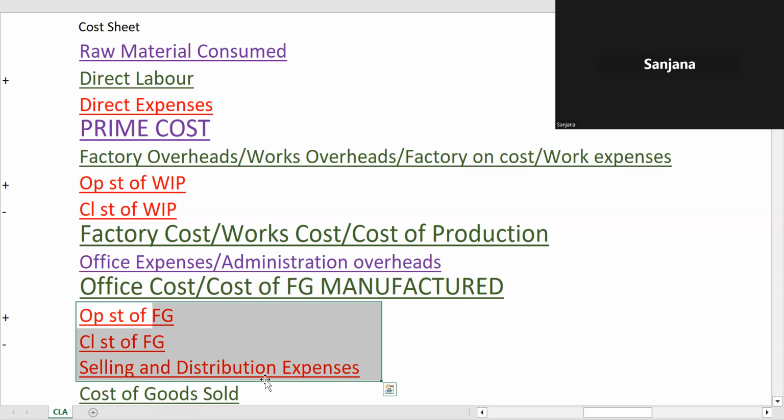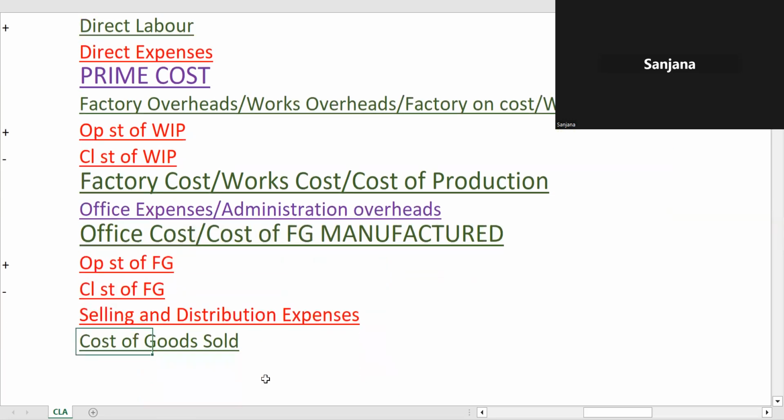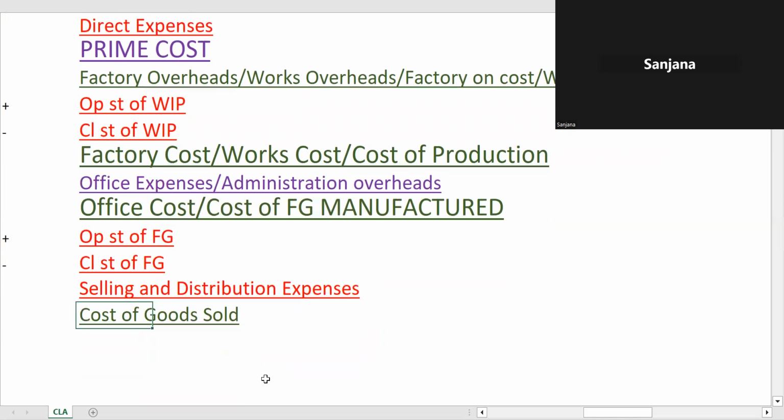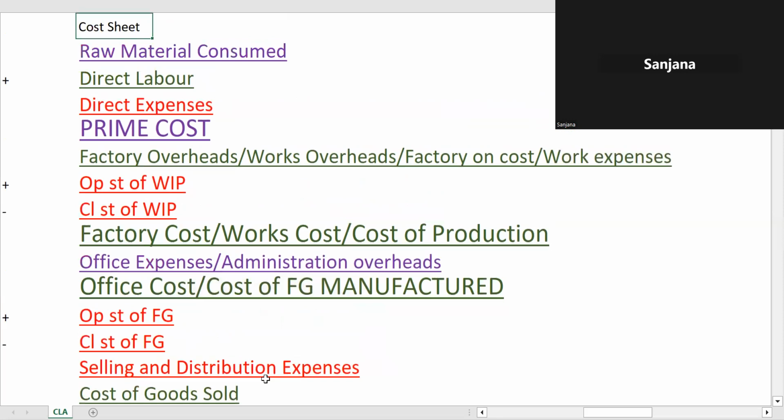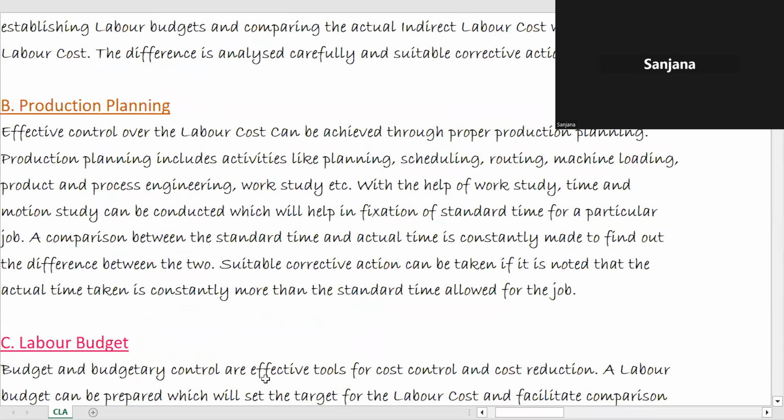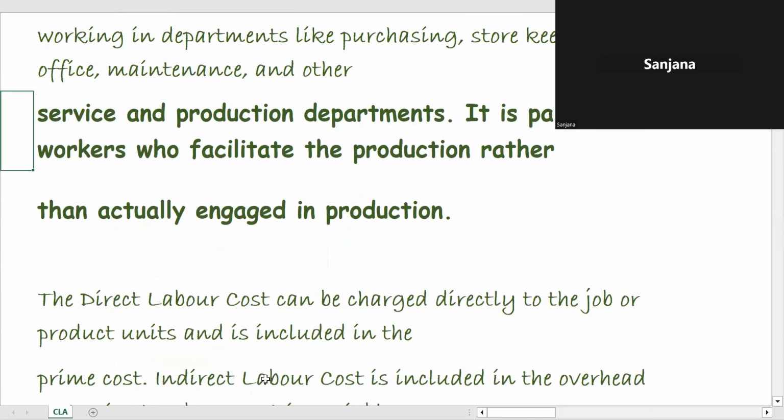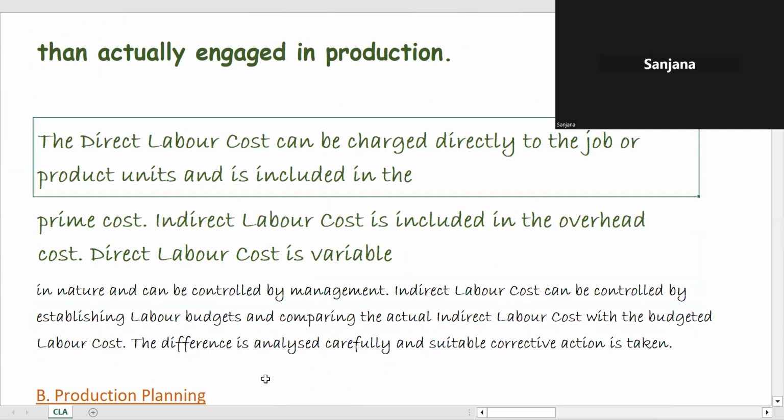So we've already talked about this in the first chapter. We'll again talk about this later on, when we do cost bookkeeping. So after office cost, this is what will happen normally. You add opening and closing stock of finished goods plus selling and distribution expenses, you get cost of goods sold. After this add profit, you get sales. Fine. Right, clear so far?